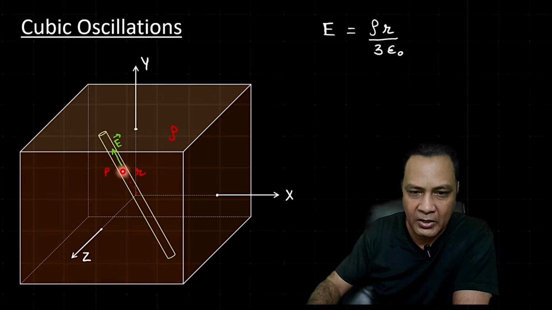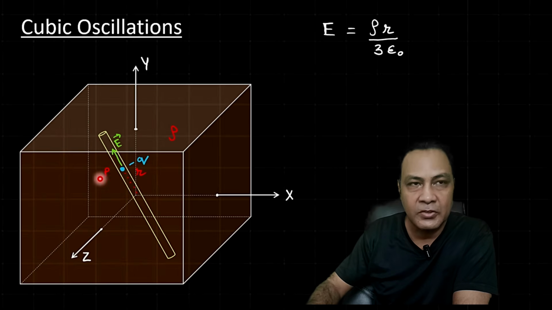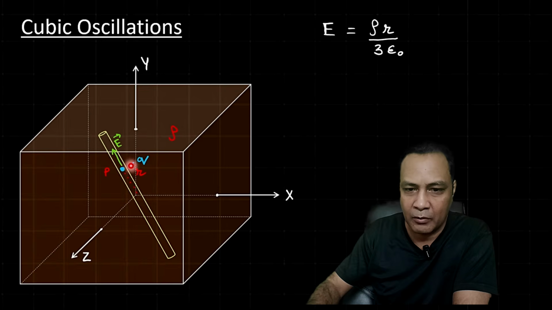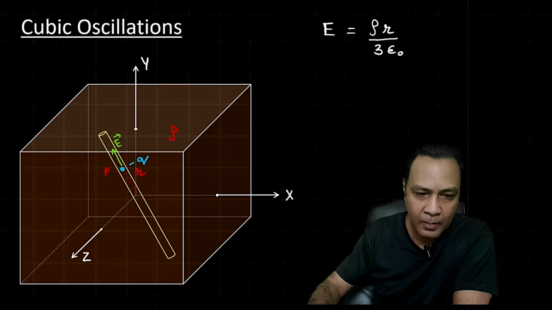If I put some charge here and want to make it oscillate, obviously the force should be restoring, towards the center, towards the origin. So the charge should be negative, and that was given. So suppose the charge is minus q, placed here. It will experience a force towards the center. So that force would be minus q into E.